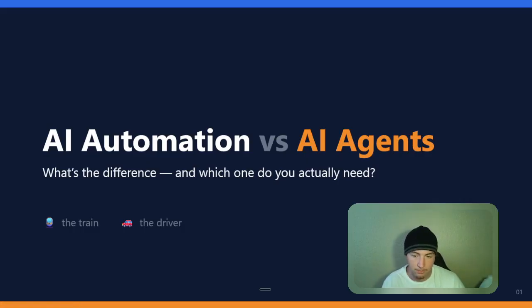All right, AI automation versus AI agents. What is the actual difference? Okay, I kind of already went over the first part. And what do you actually need to know about this?